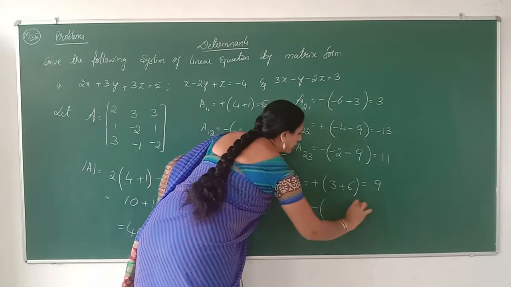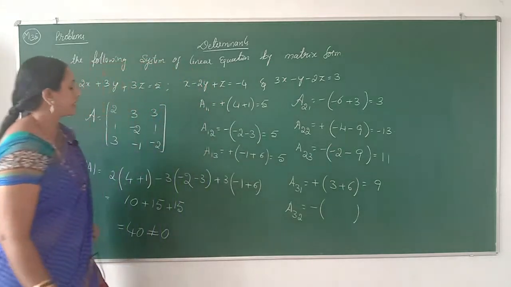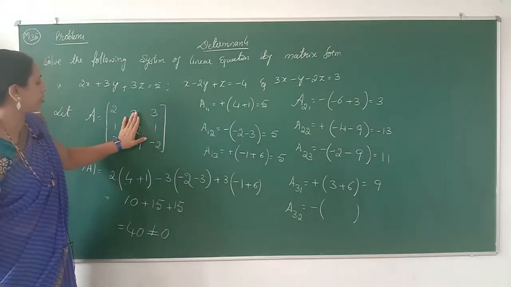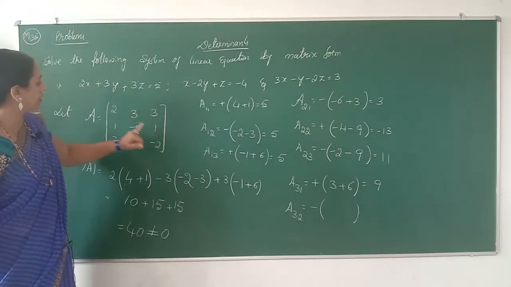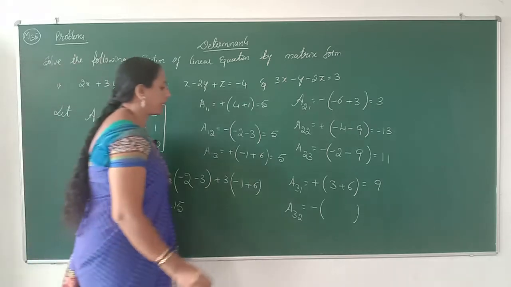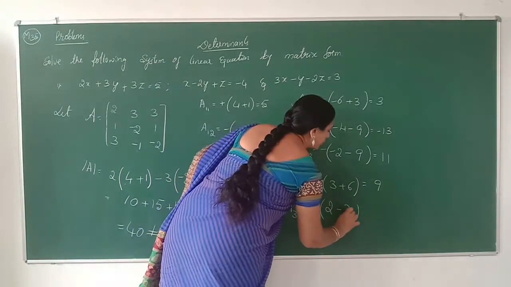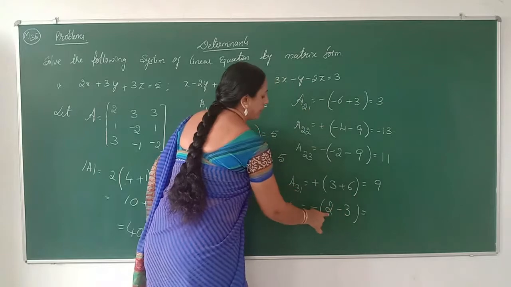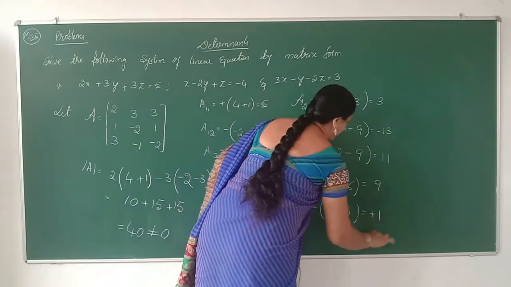A32 is multiplied by minus, and it is the element of third row, second column, and these are neglected. The remaining are 2 and minus 3. So 2 minus 3 is minus 1. Minus into minus is plus 1.